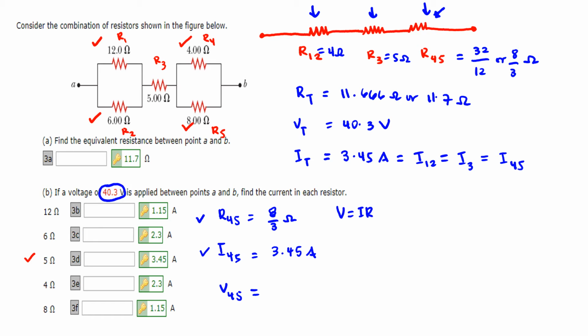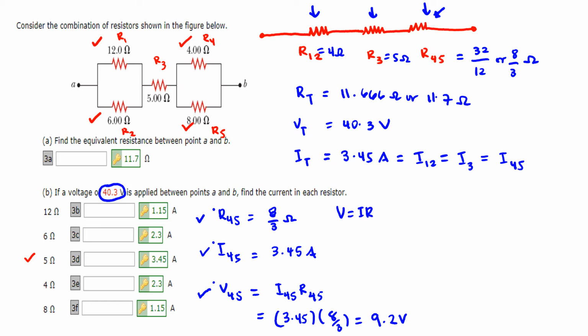So we just have voltage for 5 is equal to current for 5 multiplied by resistance for 5. And we have this information. Current for 5 is 3.45 ampere multiplied by the resistance for 5, 8 over 3. That is equal to 9.2 volts. So now that we have voltage for 5, we actually have resistance, current, and voltage.